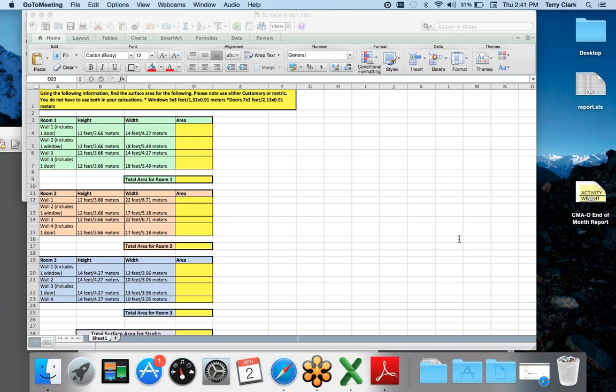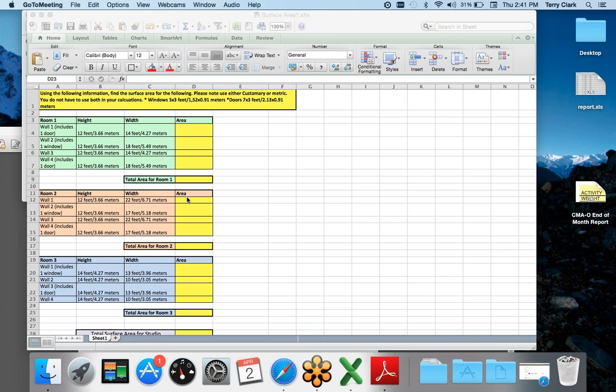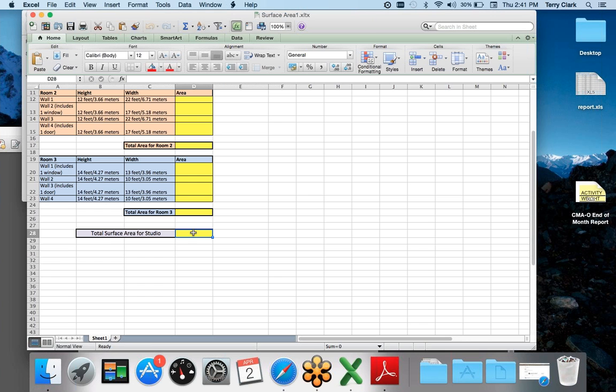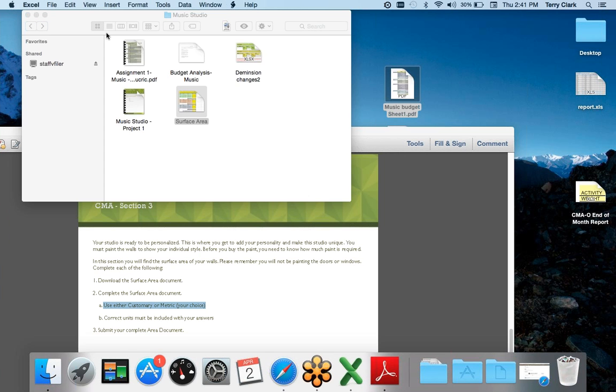So that's how we figure out the area. It's going to be length times width. These are rectangles or squares. And then of course at the bottom you add up all the areas, and that's where those values come in. So that's going to be your surface area for painting purposes.